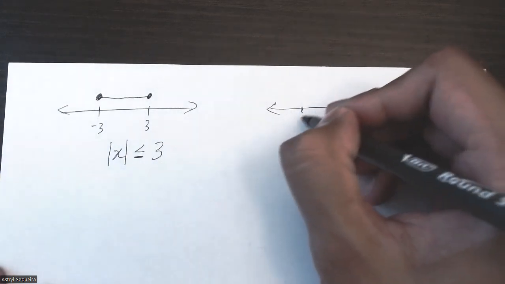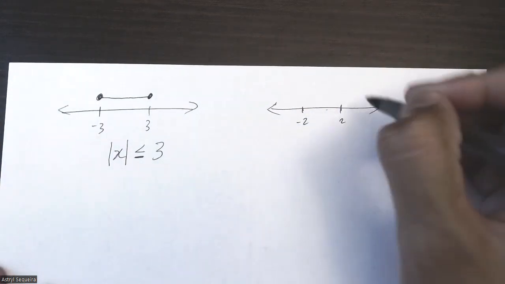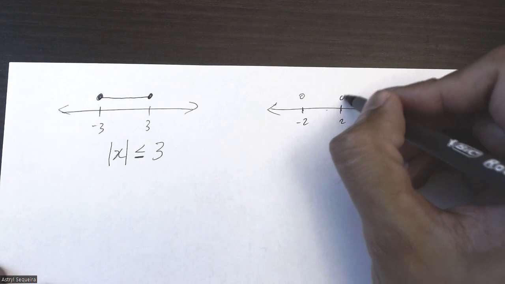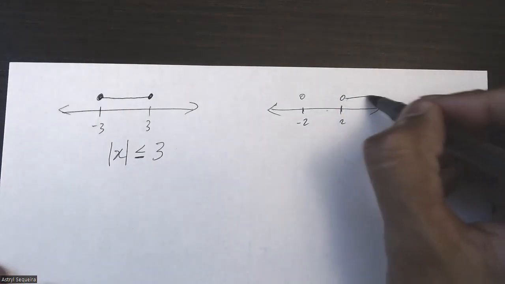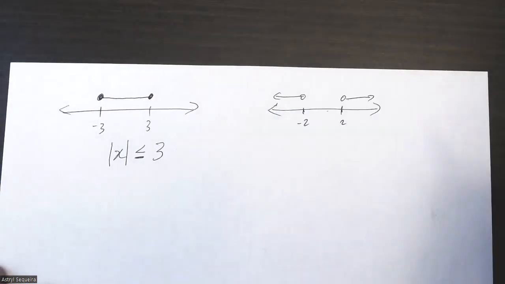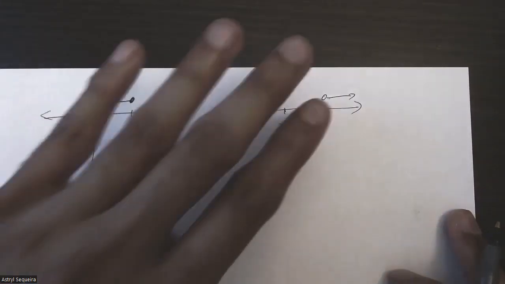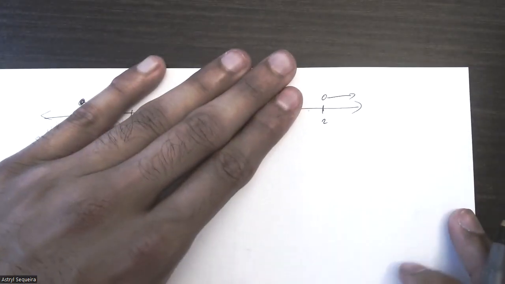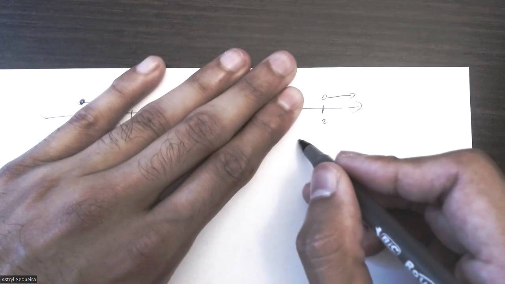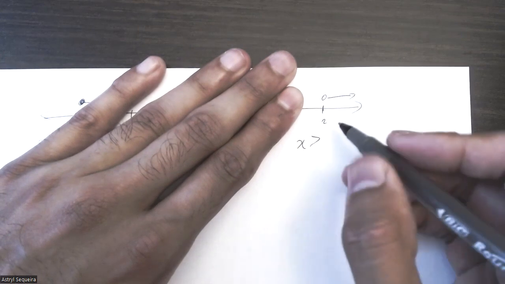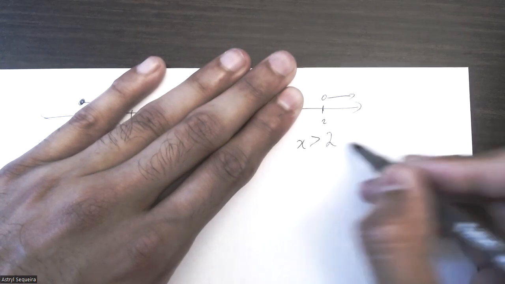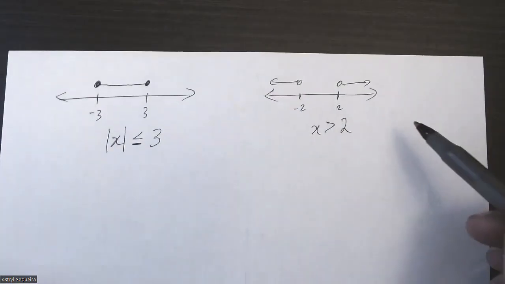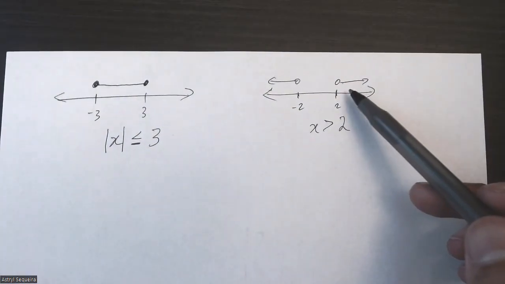I have -2 and +2. And I have empty dots over here, and we're going on the outsides for this one. So again, I like to hide left side here. The inequality for this is just x is greater than +2. There's no equal sign because the dot is not filled.